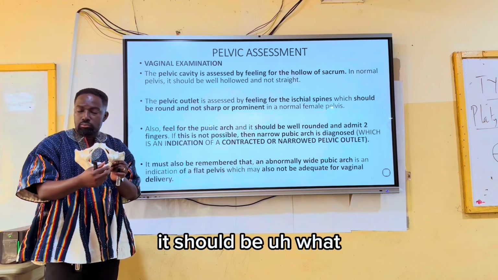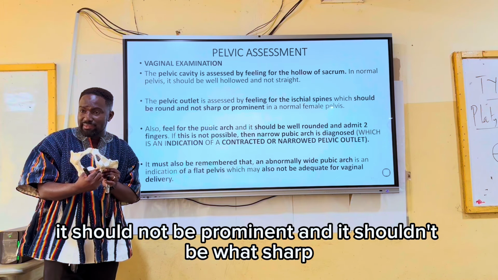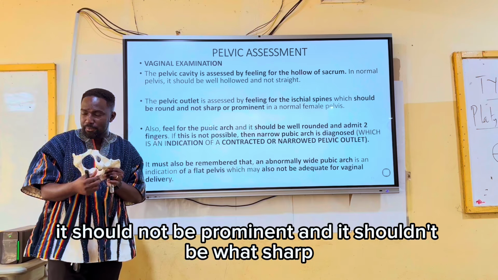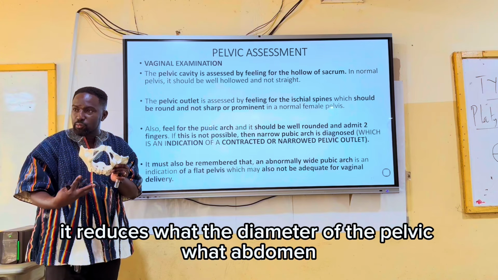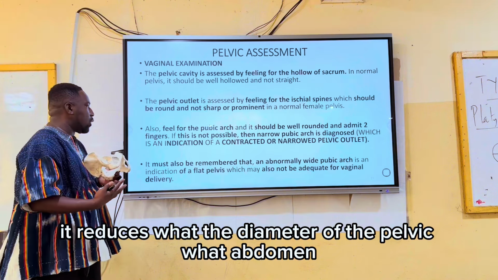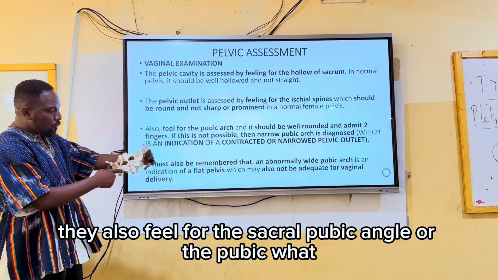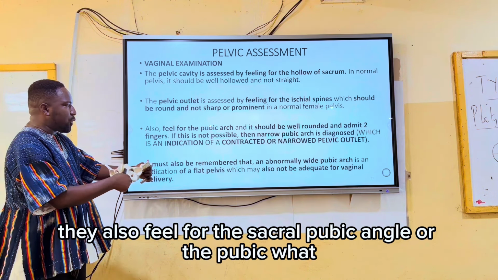It should not be prominent, and it shouldn't be sharp. We've learned that if the ischial spines are sharp and prominent, it reduces the diameter of the pelvic outlet. Then you also feel for the subpubic angle or the pubic arch.